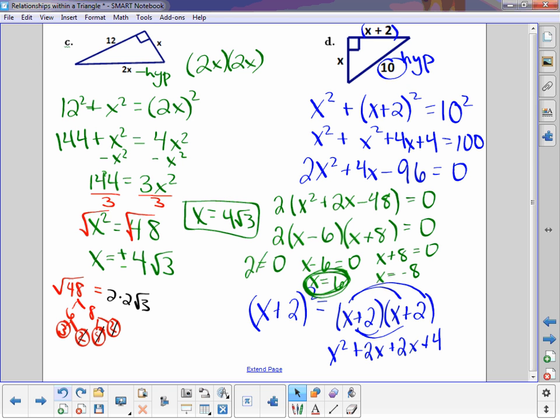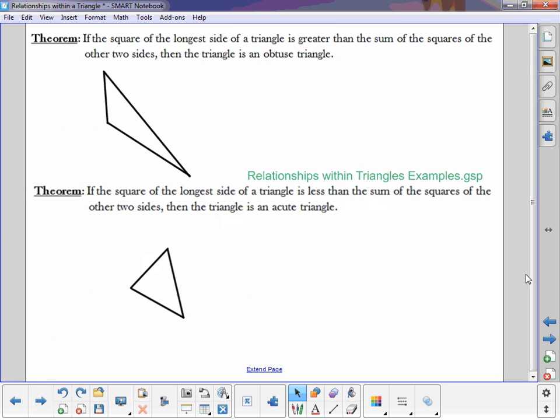Okay. And so now we come down to our final pieces for today. It's a lot of little stuff.